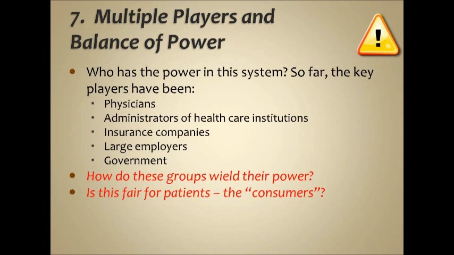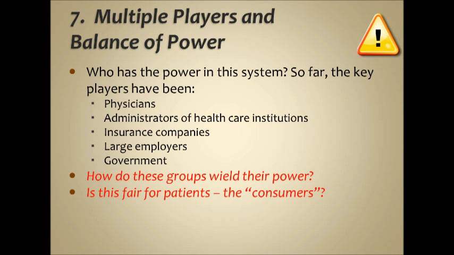The next unique trait of the U.S. healthcare system has to do with the multiple players at the table and the unusual balance of power. Normally, in a nationalized healthcare system in other developed countries, you don't have all these people at the table. It's mainly the government, and there's not a lot of balance of power. The government's pretty much in charge of what happens.